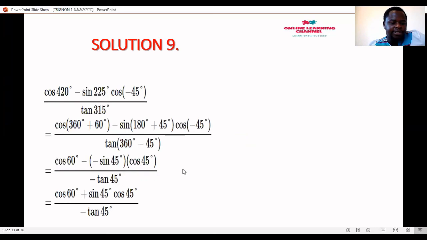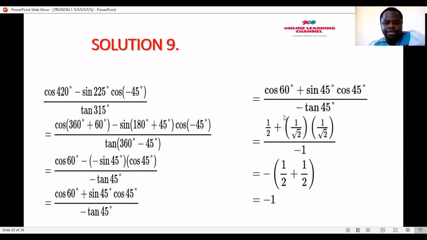And then cos 60 is 1 over 2, plus sin 45 is 1 over root of 2, multiplied by cos 45 is 1 over root of 2, all over tan 45 which is negative 1. So now this is simple, you just manipulate here. Root of 2 multiplied by root of 2 will be 2, and 1 over 2. And then you've got the negative here, which will give you negative 1.